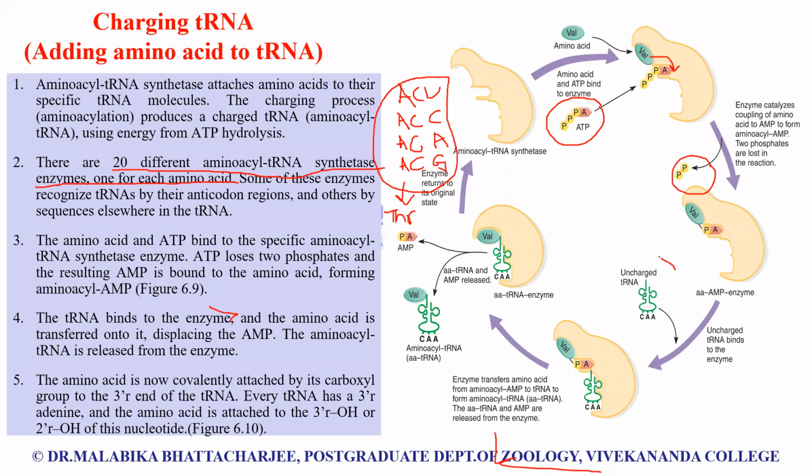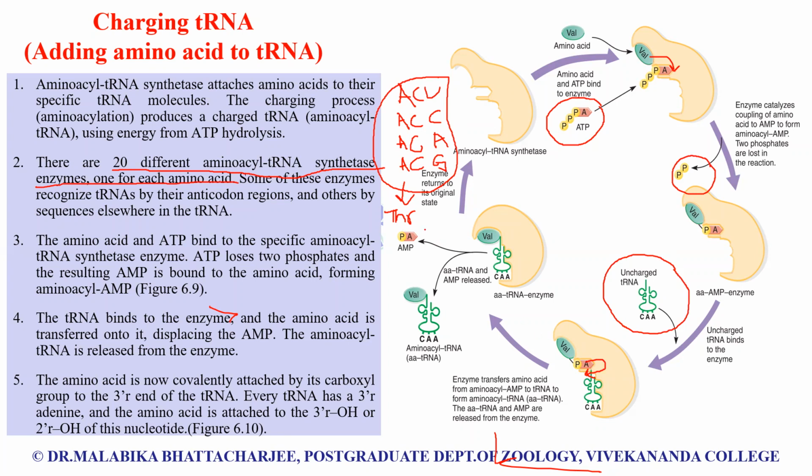Now this enzyme binds to an uncharged tRNA having the anticodon for the valine amino acid. So the enzyme binds with the uncharged tRNA, and as you can see, the enzyme transfers the amino acid from the amino acid adenosine monophosphate to the 3' end of the tRNA. So the amino acid is now transferred from AMP to the 3' acceptor arm of the tRNA. And now we get an aminoacylated tRNA, and the adenosine monophosphate is released.